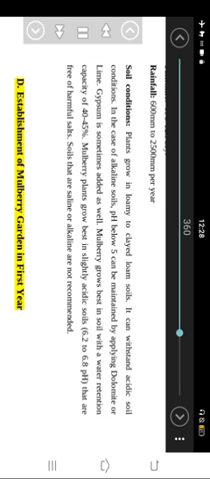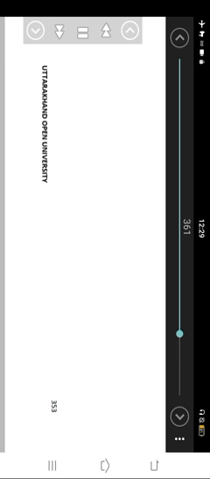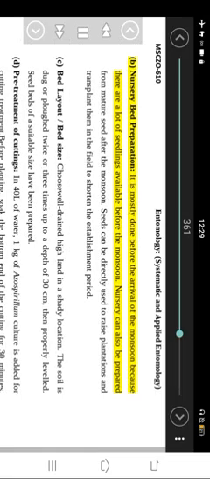Establishment of mulberry garden in the first year. A. Nursery land preparation. In general, an 800 sqm area of red loamy soil is selected in the main field, to which manure is added and proper drainage is provided. B. Nursery bed preparation. It is mostly done before the arrival of the monsoon because a lot of seedlings are available before the monsoon. Nursery can also be prepared from mature seed after the monsoon.